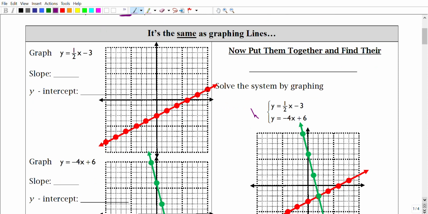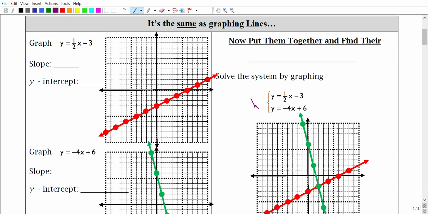Let's get an idea of what that means and how we're going to graph these systems of linear equations. Why don't we start with something we already know how to do, which is graph lines. It's the same thing as graphing lines, so nothing different. We're going to use our skills from before. We can tell that this is already in slope-intercept form, so I know that my slope here is 1/2 and my y-intercept is (0, -3). That's exactly the information I had in order to graph this line.